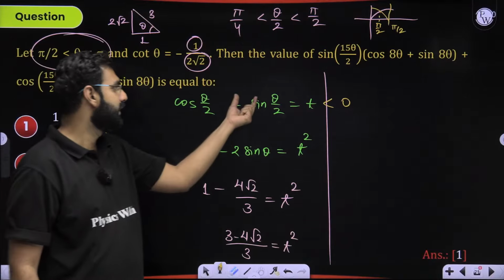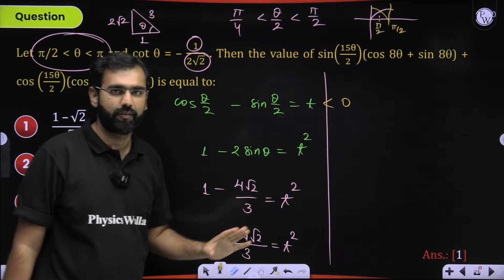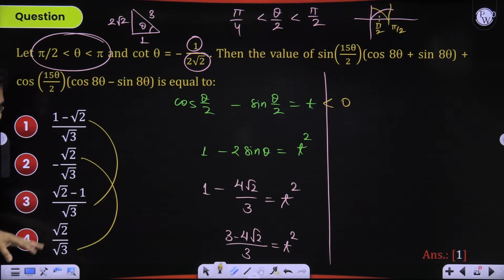Yes, that's what I'm saying. Sin is greater, cos is lesser. So lesser minus greater is negative. So t should be negative. Now all I need to check is, between option 1 and 3, which one is negative?